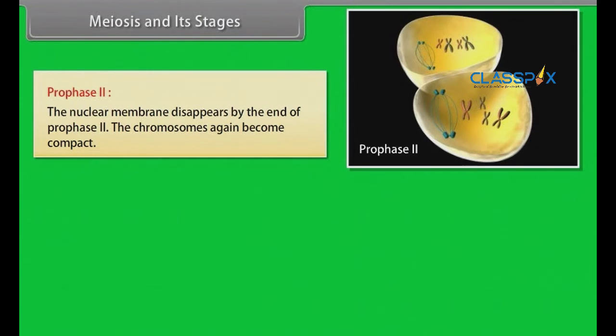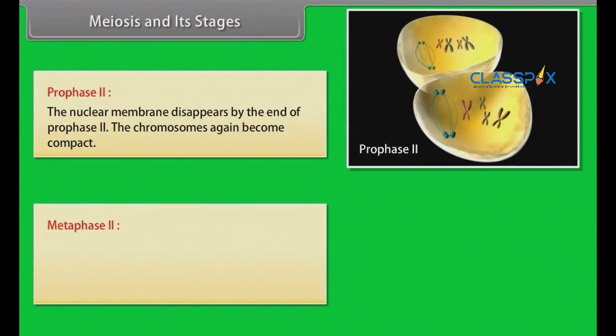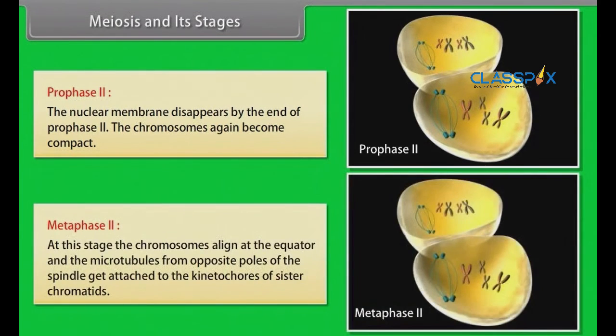After prophase II, metaphase II takes place. At this stage, the chromosomes align at the equator and the microtubules from opposite poles of the spindle get attached to the kinetochores of sister chromatids. Similar to mitosis, metaphase II is followed by anaphase II.